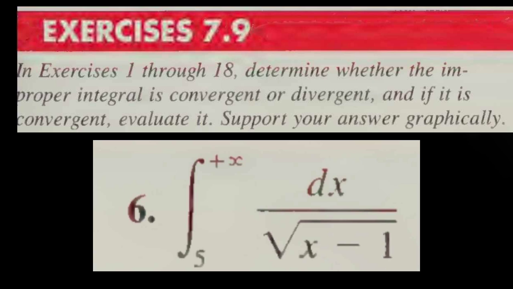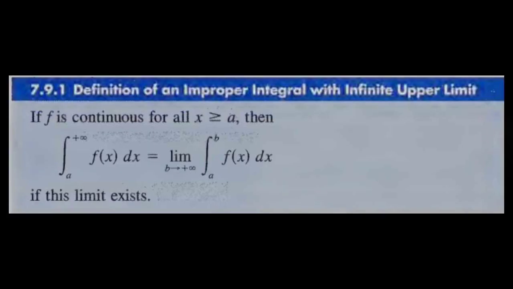That means that we'll first rewrite it using a limit. Since the infinity is at the upper limit, we will use definition 1. In definition 1, as you can see, the integral from the lower limit to infinity of f of x dx is equal to the limit as b approaches infinity of the integral from the lower limit to the upper limit b of f of x dx.